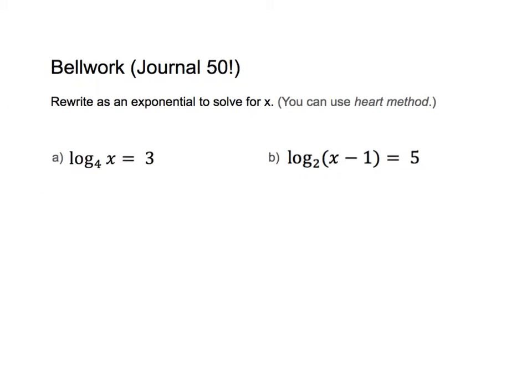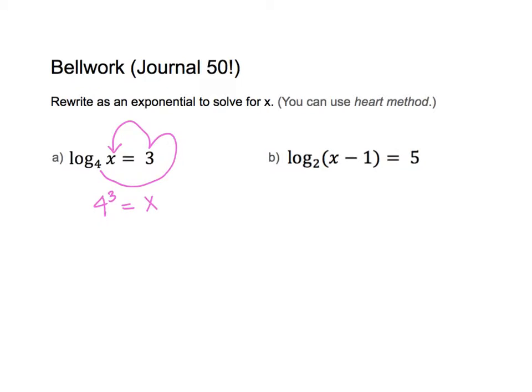So I'm gonna go ahead, and if you remember, we always start with the base. The base is the number that is the very small subscript here. In this case, our base is 4, and we're going to the 3, and then we hit the x, and we make a heart when we do that. So this is going from 4 to 3, so that's saying 4 to the third power equals, and where do we land? We land on x, so this equals x.